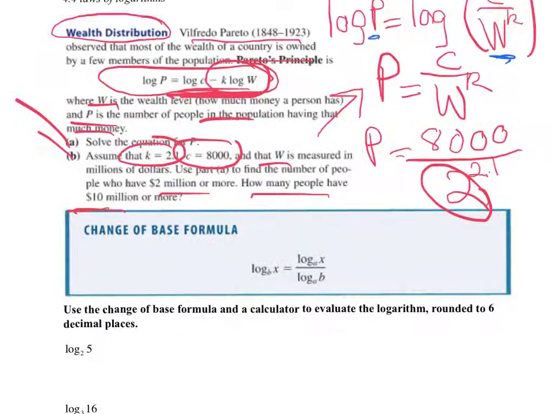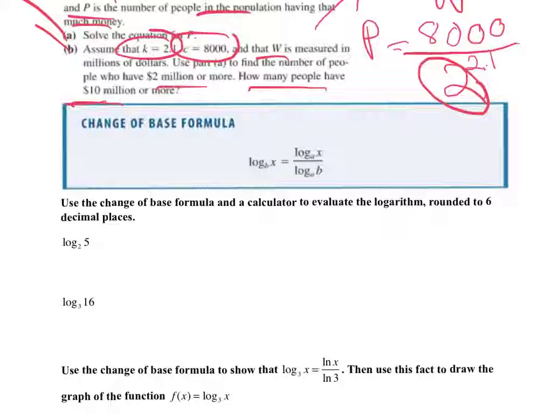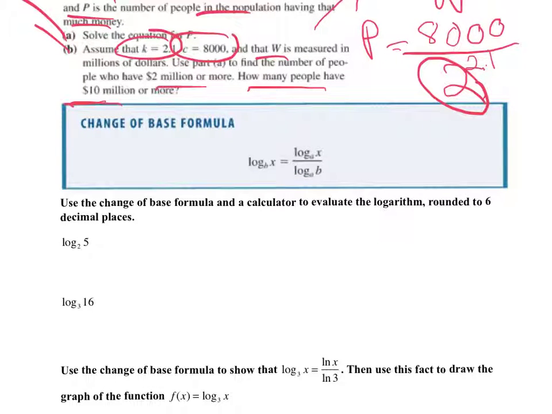Okay, so the change of base formula is what tells us what to do when we have to calculate a base that is different from either base 10 or base e, because our calculator only has a base 10 and a base e key. So here's the formula that you can learn. There's a nice little pattern to it.